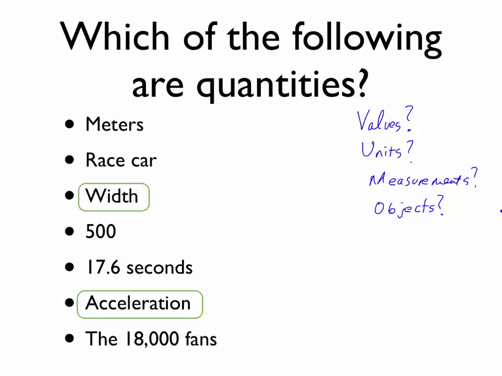Is it a quantity? It's not a quantity. What is it? An object. It just happens to have, as a descriptor, a measurement in it. So you could argue that that's a measurement, but it's really an object. It's the fans. That's the object. But as its descriptor, it's using the measurement.